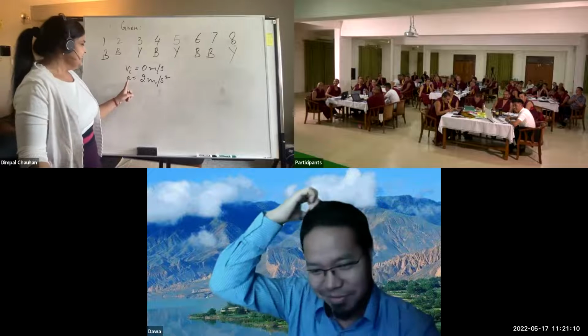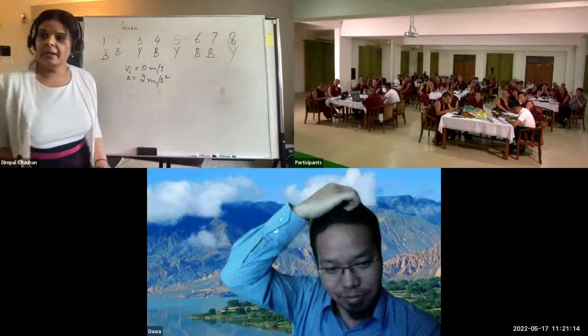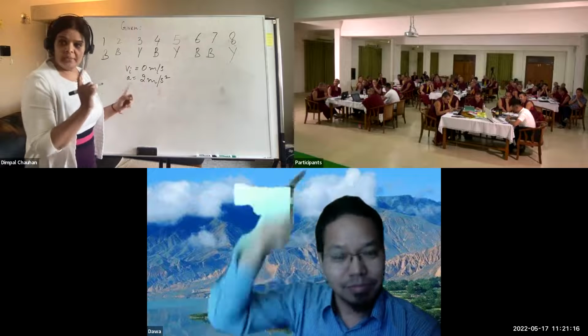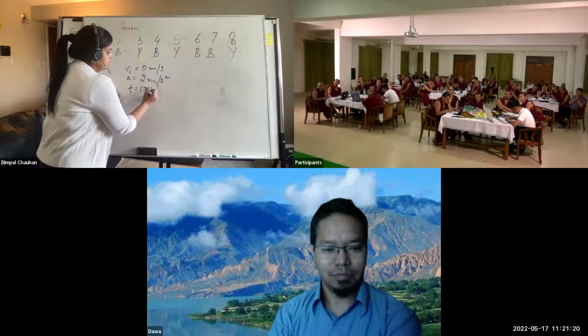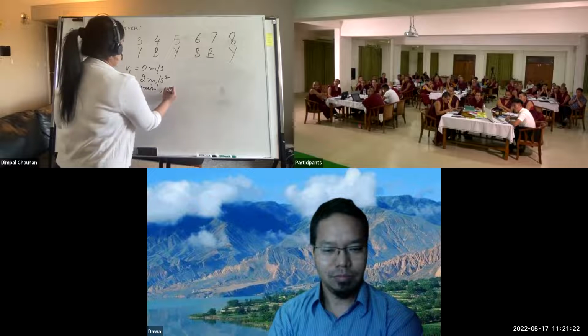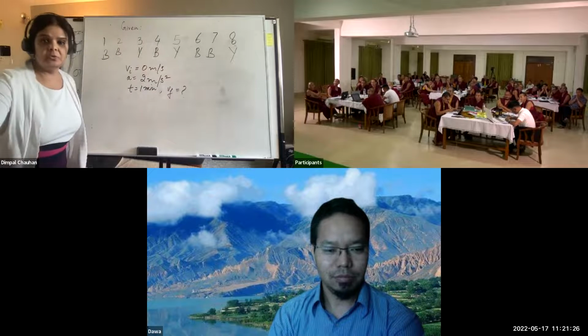Okay, so A equals 2 meter per second square, and find the speed of the car after 1 minute. T equals 1 minute. So VF we have to find. This is all that is given to us.